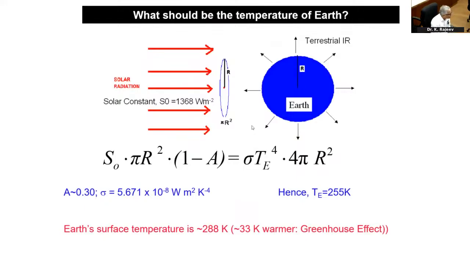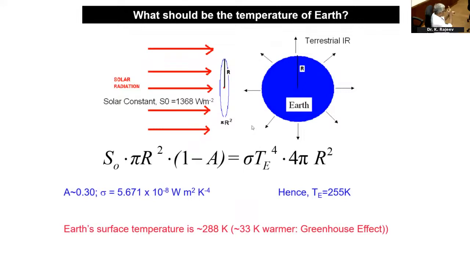Actually, you can calculate the surface temperature of any planet. It's a very simple thing. How much is the solar constant we told yesterday? 1368 watt per meter square. Earth is a sphere, but if you put a ball against light that is falling on it, it will make a circle. It will not make a sphere, it makes a circle.